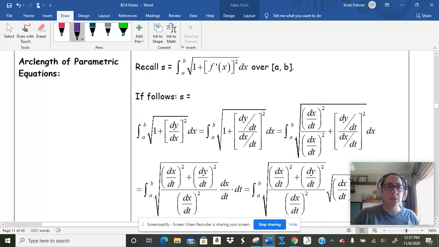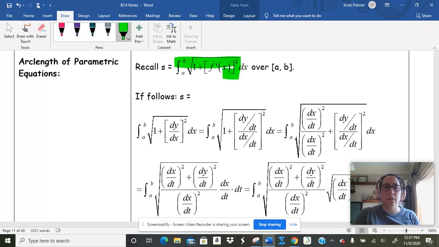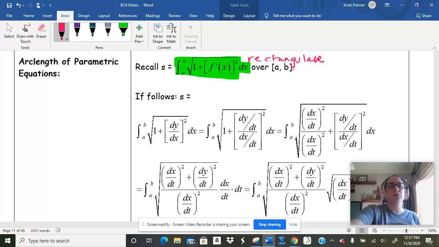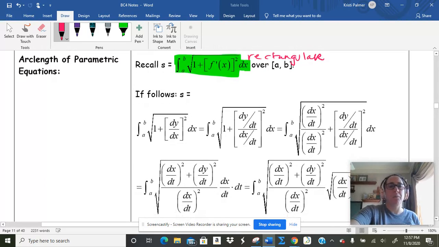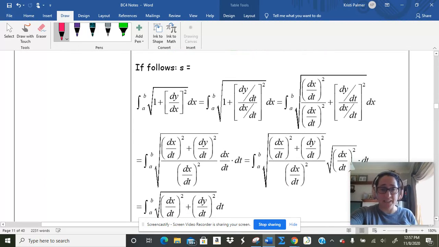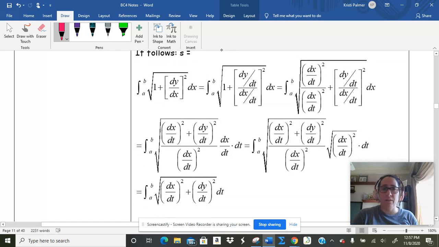So the next thing we're going to talk about is the arc length equation. We had learned this arc length equation for rectangular. And what I'm going to do is show you the proof. You don't have to have it memorized, but it's sometimes really fun to see how we convert that arc length equation into a parametric.